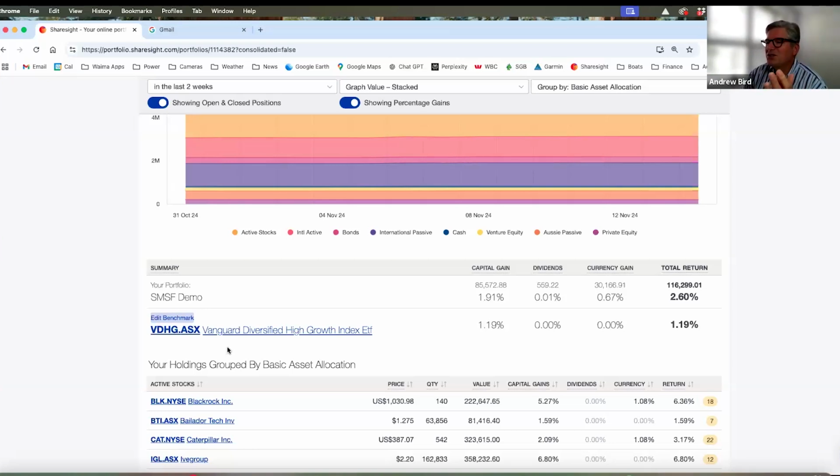I've got an allocation to an investment property. Has it been a good investment? How is it doing relative to other things? I want to know that.